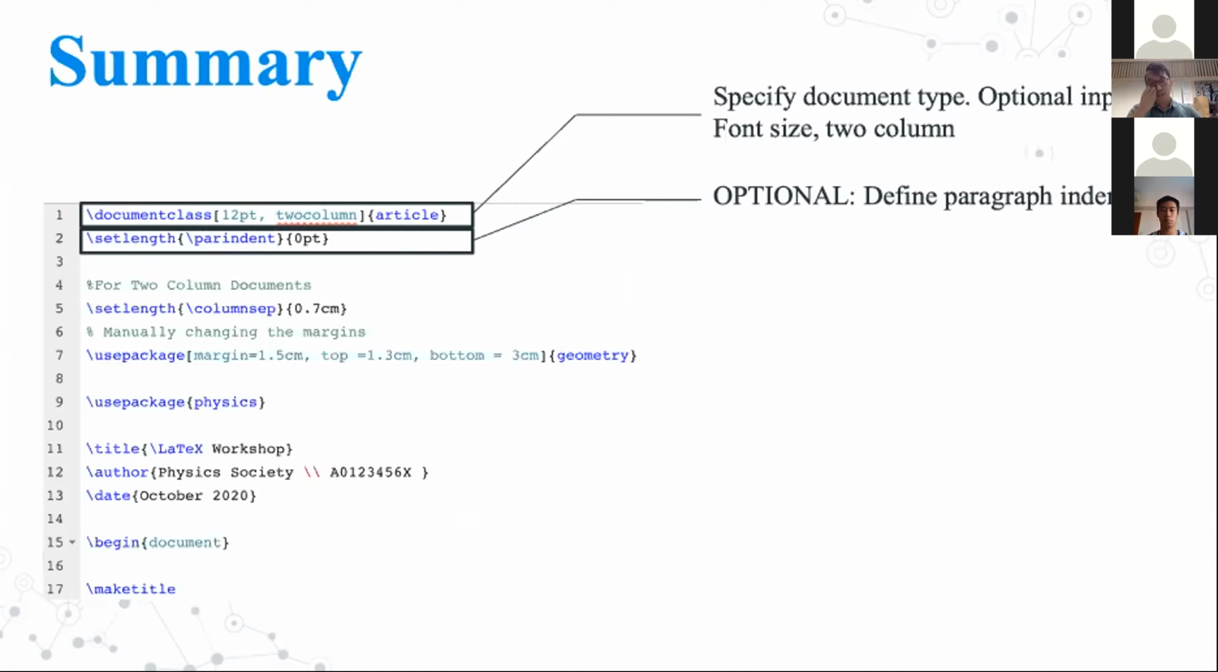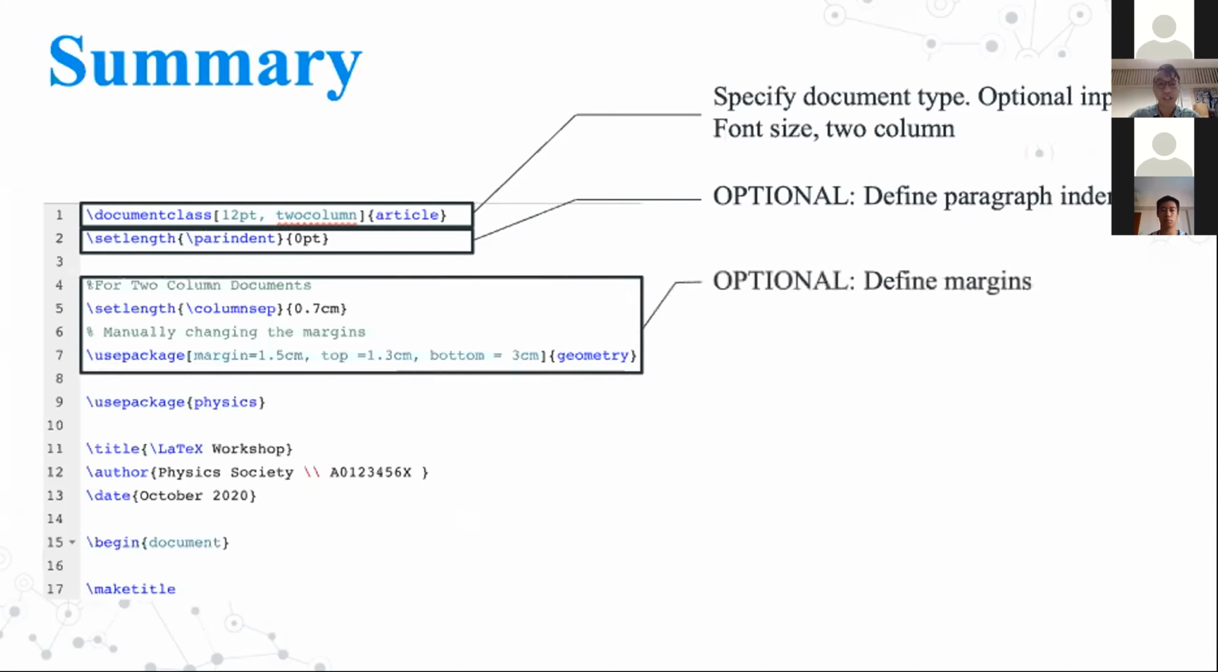If you're using two columns, later on Darren will be covering a package which might make this easier, but you can also define your margins using these commands. Like setlength, columnsep, then how long you want. The columnsep is for the spacing in between two columns. Or if you want to define the margins manually, you have to use a package called geometry. As you can see here, I specified my margins: overall I want 1.5 cm, but I want the top to be 1.3 and the bottom to be 3 cm. This is how you would specify your margins.